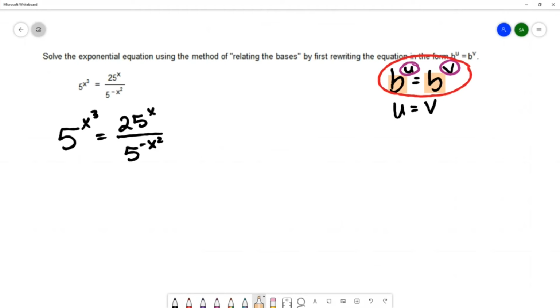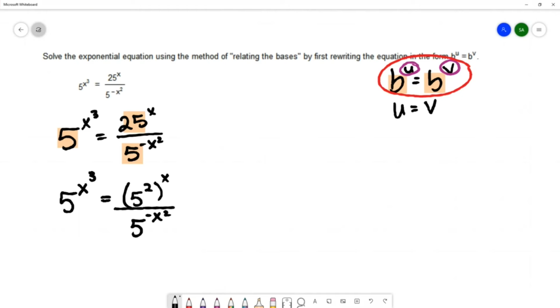As I look at the bases that I have here, I have 5, 5, and 25. I want to try to write all of these expressions with the same base. When you write them with the same base, you have all kinds of properties that you're allowed to use. So let's rewrite the 25 with a base of 5. 25 is equal to 5 squared. So that gives me 5 squared to the x over 5 to the negative x squared.